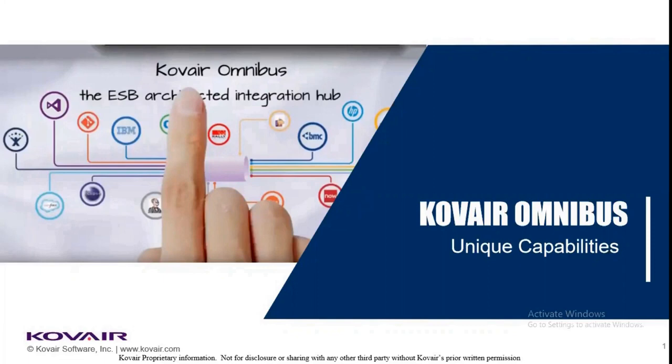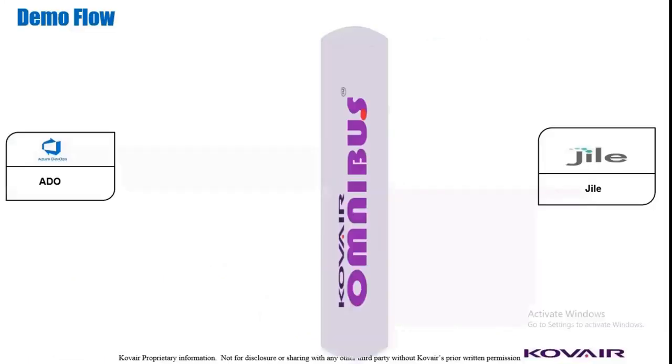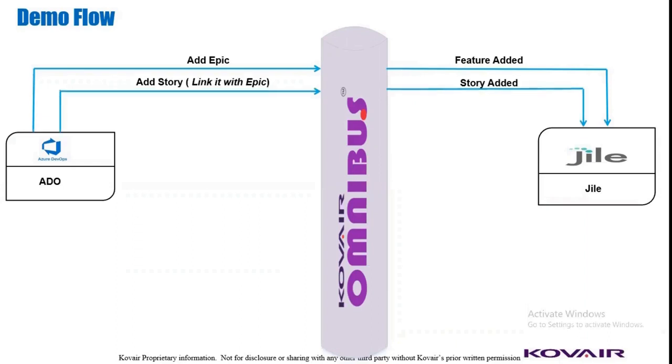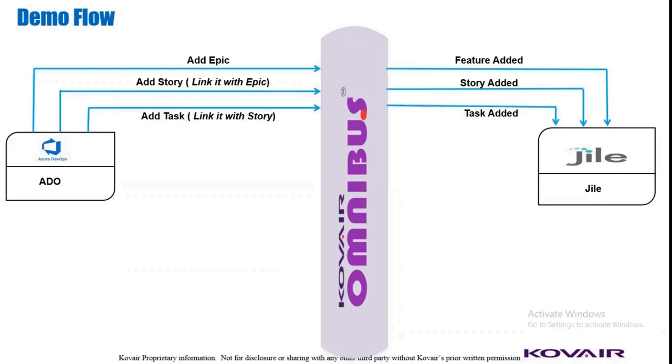As an Agile team member, I will start the use case by creating a new epic in Azure DevOps, which will sync to Jile as a feature. Once the epic is created, I will be breaking down the epic into user story, and eventually the user story into task. The task will automatically sync to Jile using Kovair Omnibus.